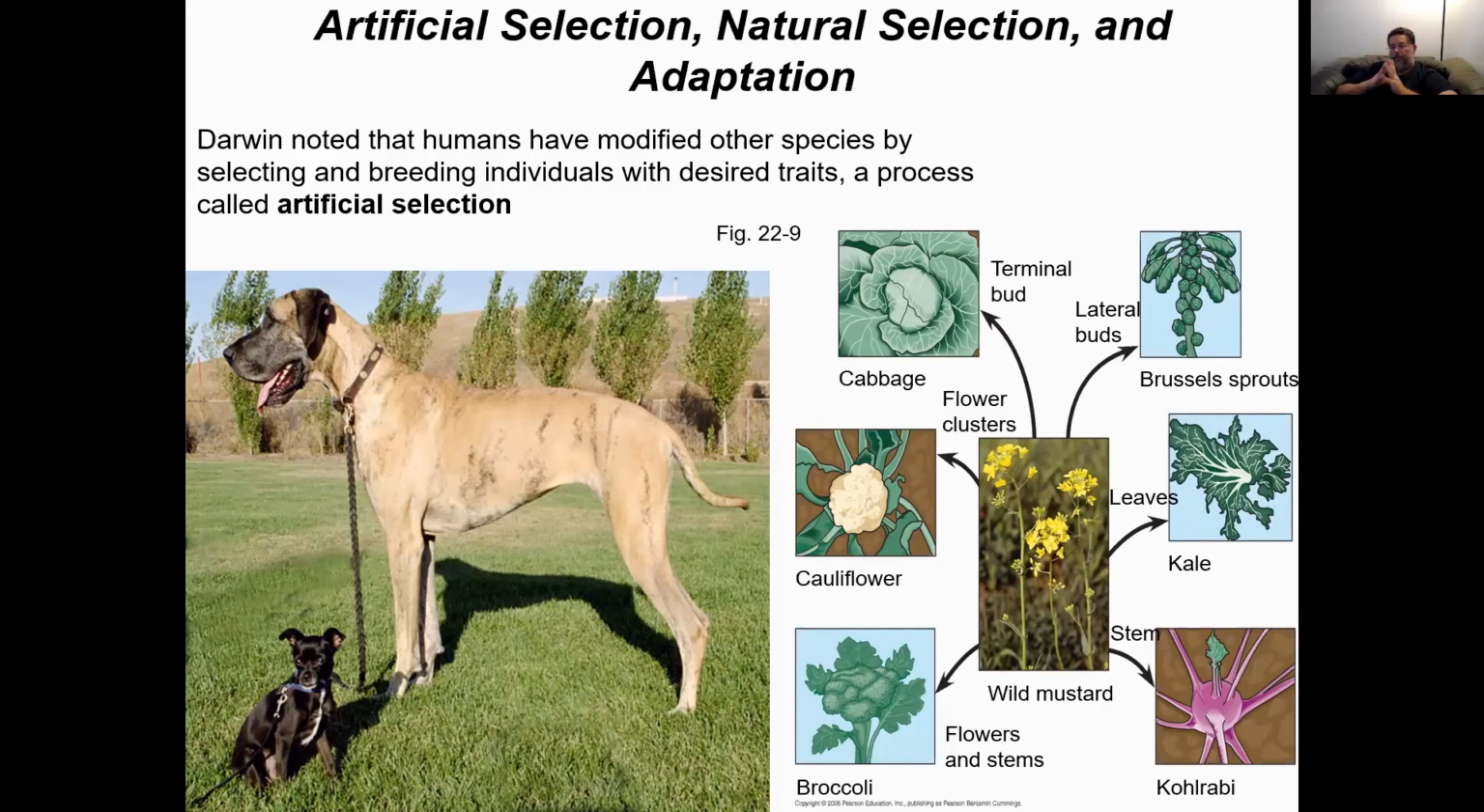This is also true for plants, all these different kinds of mustard families. This is what a wild mustard looked like, and it was bred to become cabbage and Brussels sprouts and cauliflower and kale and broccoli. These are all part of that same family, but it's, again, human selection to make food sources.